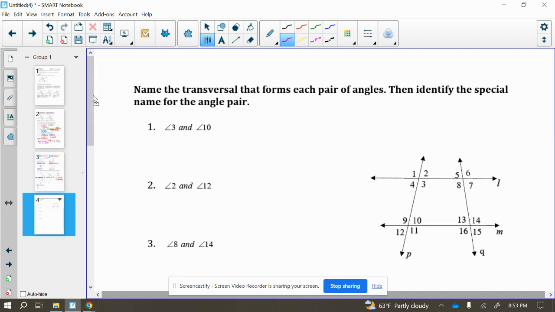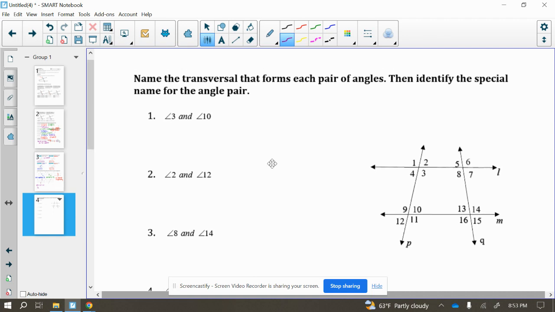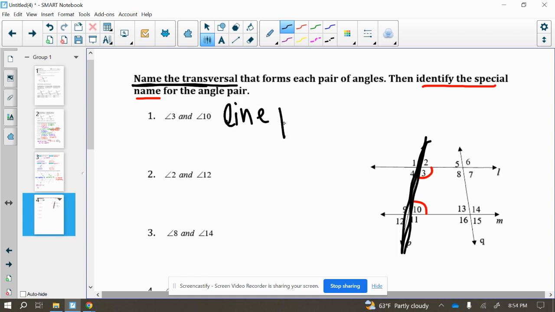Last but not least, this last section is asking what is happening if we have multiple lines intersecting each other. Each time it wants us to do two things. Number 1, name the transversal. And then again, identify the special angle name for each pair. For the first one, we are looking at angles 3 and 10. Here's angle 3, here's angle 10. This time our transversal is, again, the line that's creating them with our two other lines. The transversal this time is going to be line P.